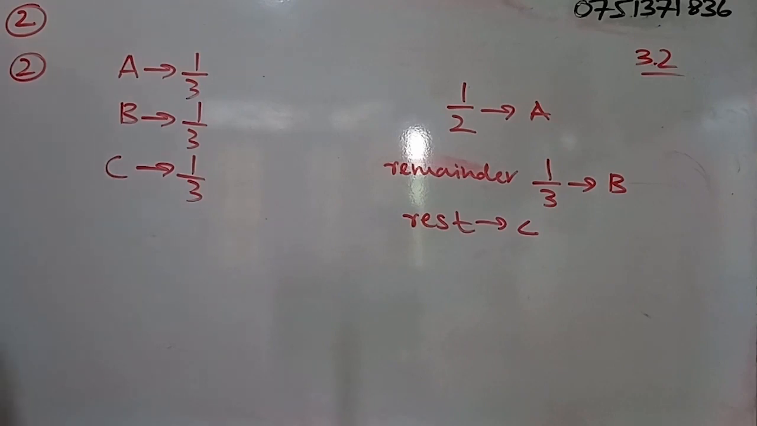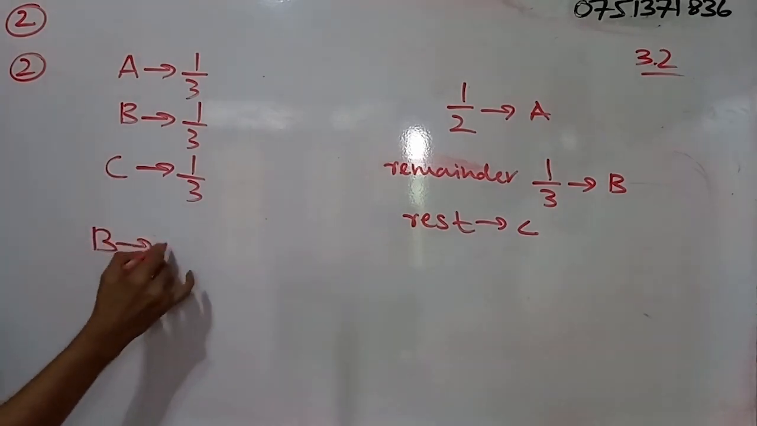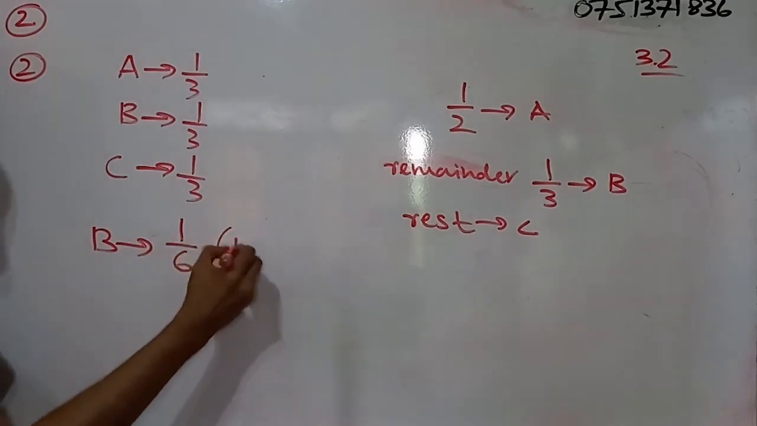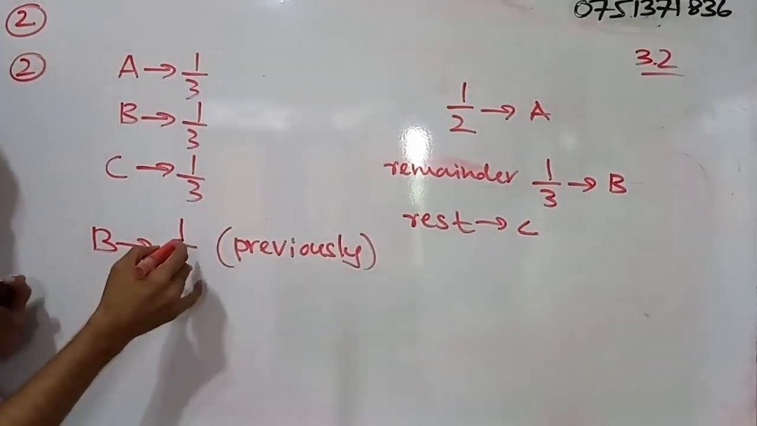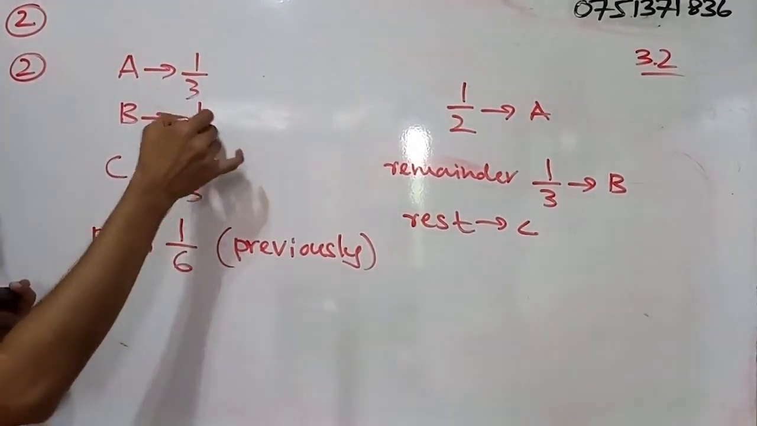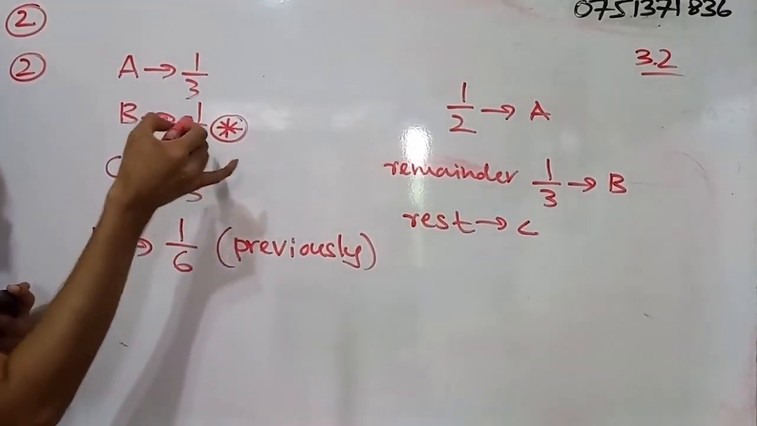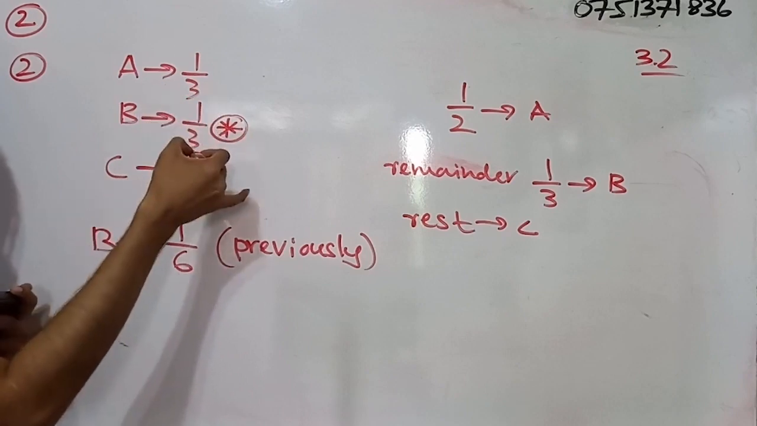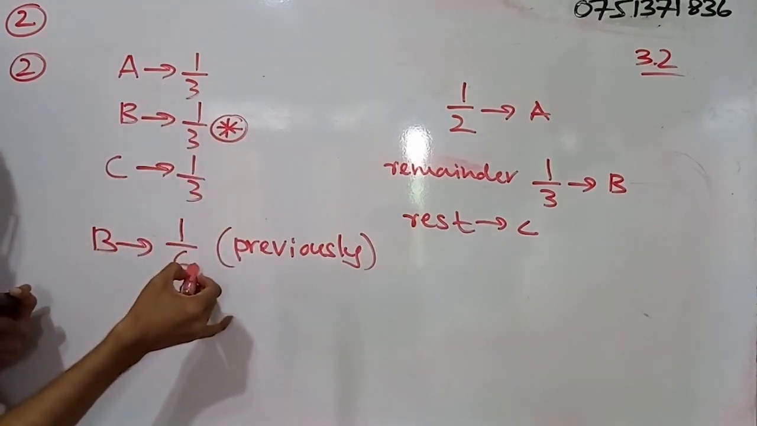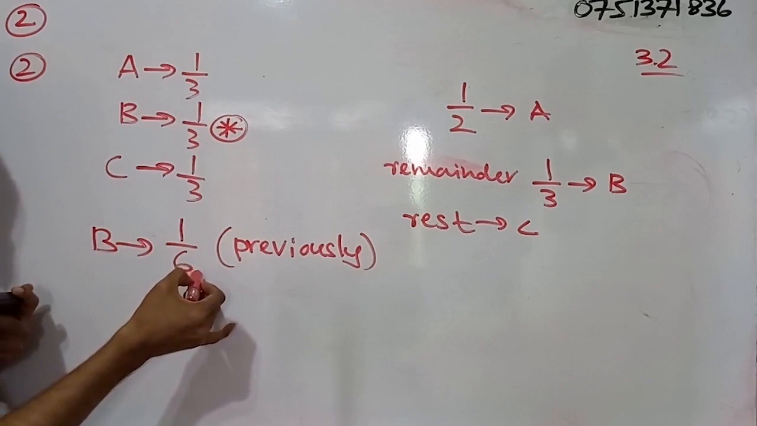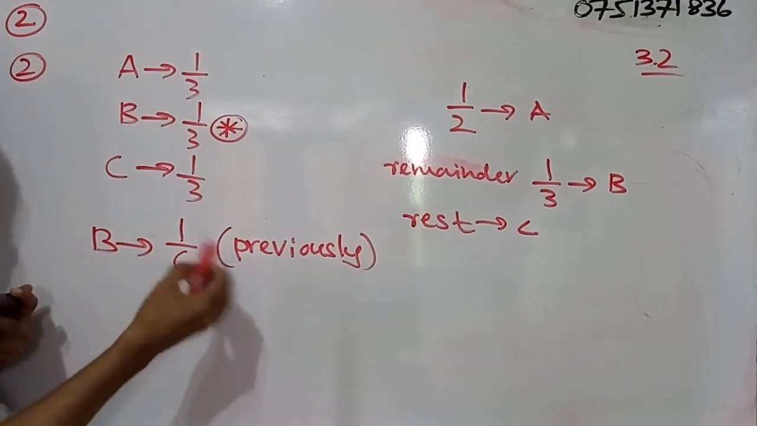So previously, what is the amount that B received? Previously, B received what? 1/6, no? This is previously, yeah? So we need to prove now, that means this amount that B received, which is 1/3, is twice the amount which he received or which B received previously.